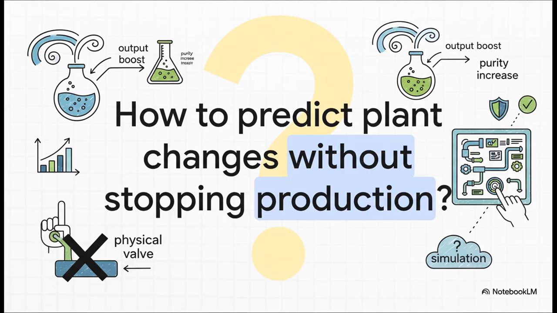And that right there, that's the million-dollar question for any process engineer, isn't it? You've got a hunch that a small adjustment could boost your output or get you a purer product, but making that change on a live running system, it's a huge gamble. What if you could test that theory without having to touch a single physical valve?